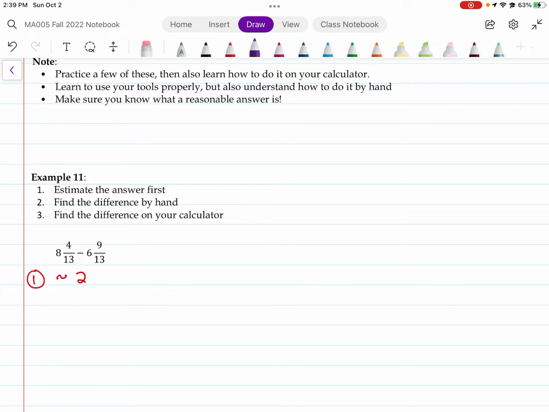Now, we are going to also find the answer by hand. This isn't really step 2, it's just answer number 2. It's 3 different problems here. I want you to estimate, find the difference by hand, and then find it on your calculator. So step 1 is to take 8 times 13 plus 4, and I get 108 over 13 minus, now I'm converting to improper fractions, right? 6 and 9/13. 6 times 13 plus 9 is going to be 87/13. We're going to subtract the top, 108 minus 87 over 13. It's going to be 21/13, or 1 8/13.